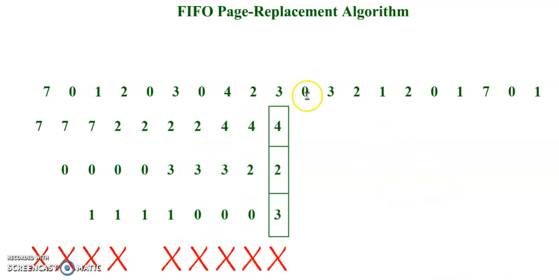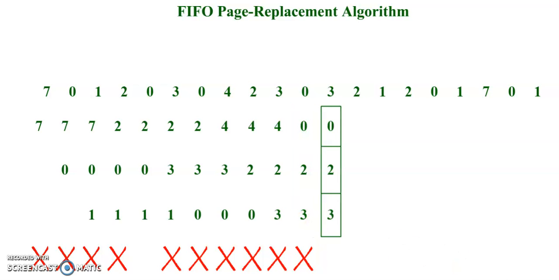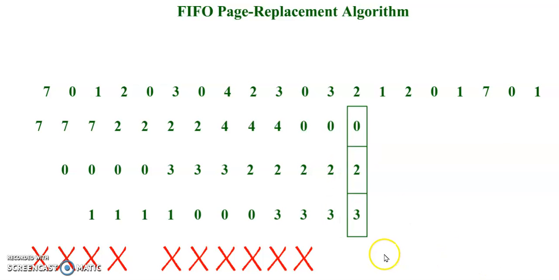Now I have to insert 0. I have to find out the oldest element, so 4 is the oldest, so I have to replace 4 with 0. Now I have to insert 3. 3 is already present, so there is no page fault. Now I have to insert 2. 2 is already present, so there is no page fault.